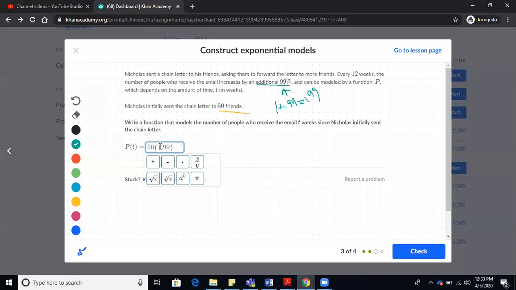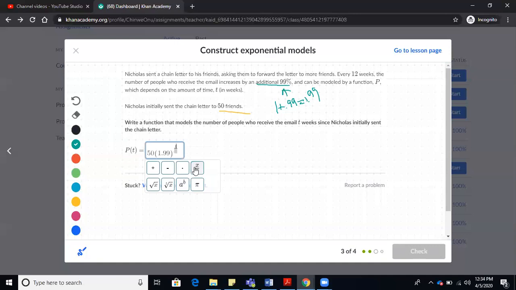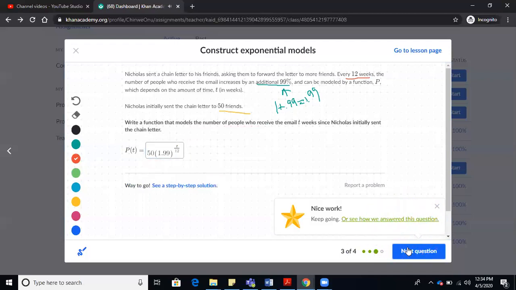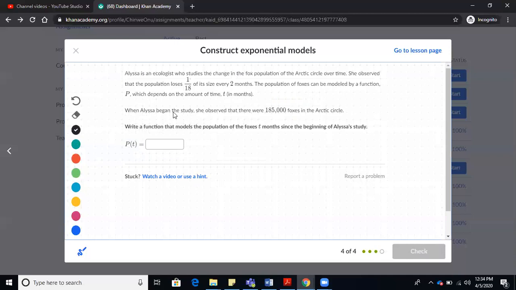And then I'm going to raise that to a fraction. Remember, you always want t over, and my t is changing every 12 weeks. So I'm going to put here 12 weeks. So that's how you construct your exponential model. If it's percent, you want to change it to a decimal and add it to 1. If they give you a fraction added to, you want to add that to 1. If it gives you a factor, you don't need to add 1. Okay, let's do this one.